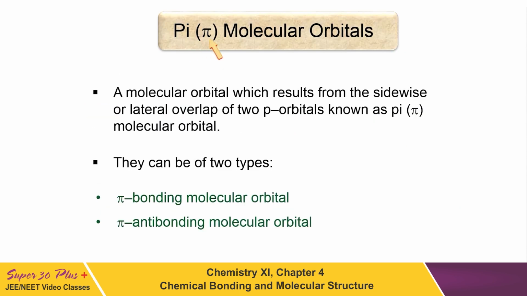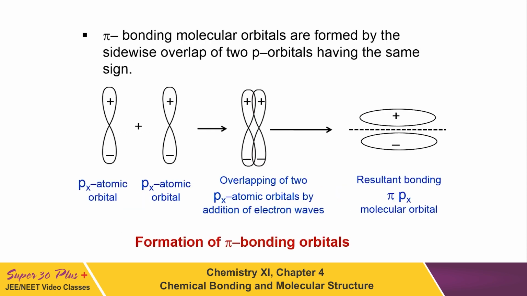Another type is the pi molecular orbital. Pi molecular orbitals are those formed by the sidewise or lateral overlapping of p orbitals, side by side overlapping. It forms the pi bond. It is also of two types: pi BMO and pi ABMO. BMO when in phase, ABMO when out of phase. This is how it goes.